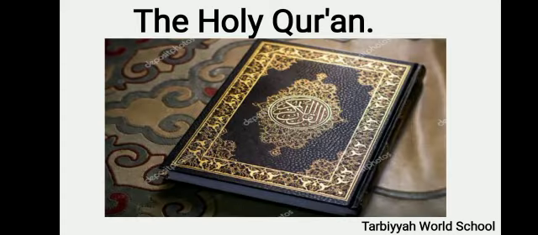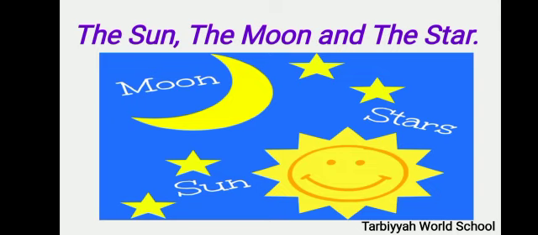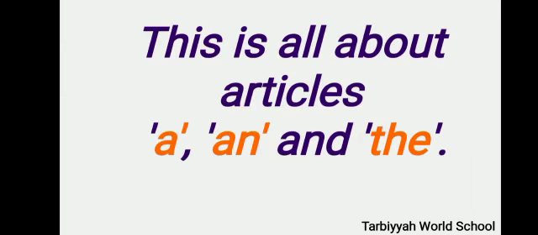See, we use the before the names of holy books. For example, the Holy Quran, the Bible. See, we use the before things that are only one of their kind. For example, the sun, the moon and the stars are things that are only one of their kind. So we use the before these things. See, this is all about articles a, an and the.